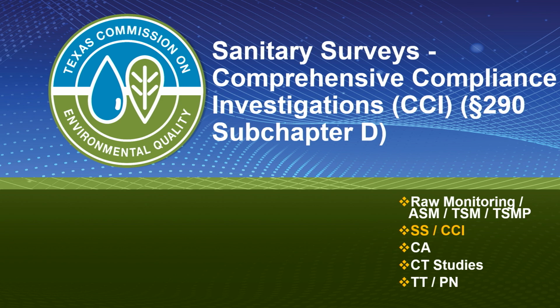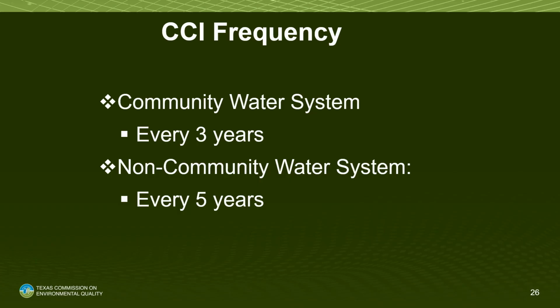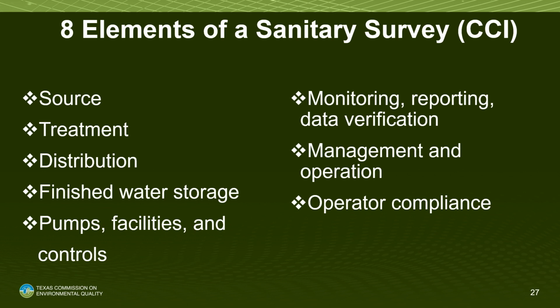All right, moving on to the next section, we've got CCIs, as we call them here, comprehensive compliance investigations. These are already required through the agency every 3 years for community systems and every 5 years for non-community systems. But when the groundwater rule came along, it said, okay, we want to piggyback onto that, and we want to look at the 8 elements of sanitary survey with regards to the groundwater rule. So these are 8 areas that could lead to allowing contamination into the distribution system.